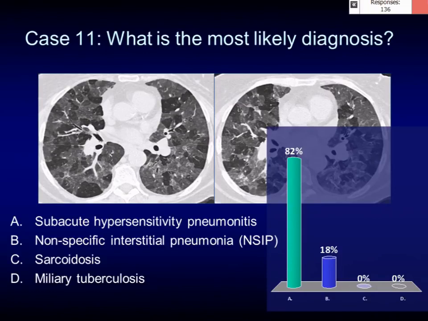Fantastic. So there is quite a bit of ground glass, but as Rob talked about earlier, there is this mosaic attenuation that gets exemplified during expiratory scans. So you have these areas of lobular air trapping that is really pathognomonic of hypersensitivity pneumonitis, in this case, a case of subacute HP.